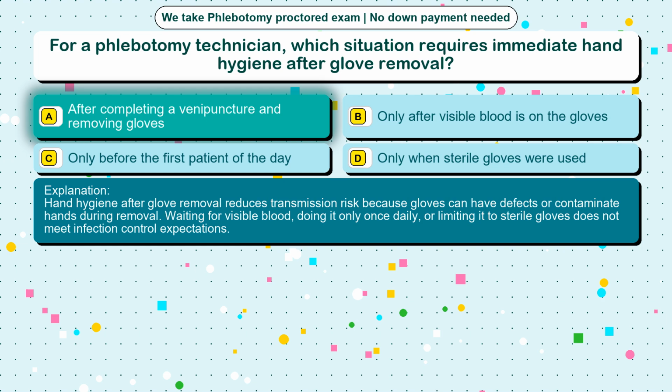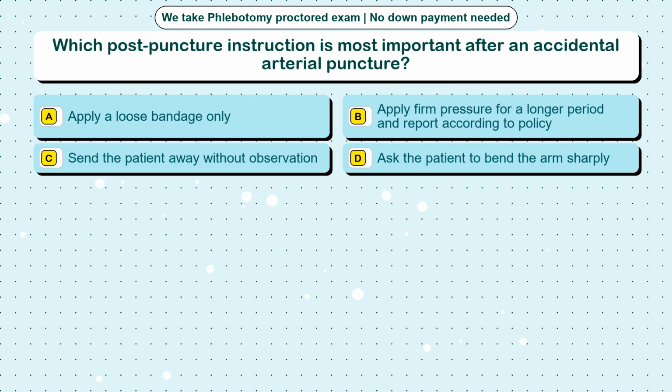Waiting for visible blood, doing it only once daily, or limiting it to sterile gloves does not meet infection control expectations. Question 93. Which post-puncture instruction is most important after an accidental arterial puncture? Option A. Apply a loose bandage only. Option B. Apply firm pressure for a longer period and report according to policy. Option C. Send the patient away without observation. Option D. Ask the patient to bend the arm sharply.